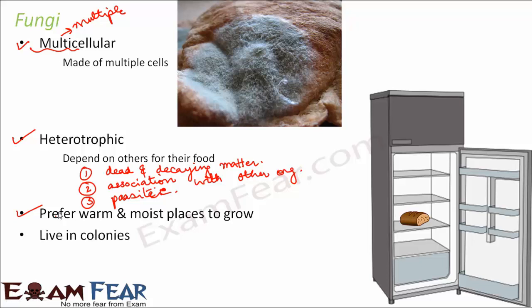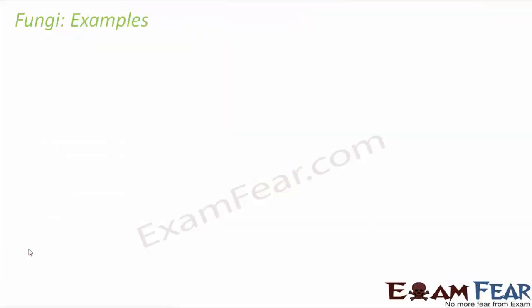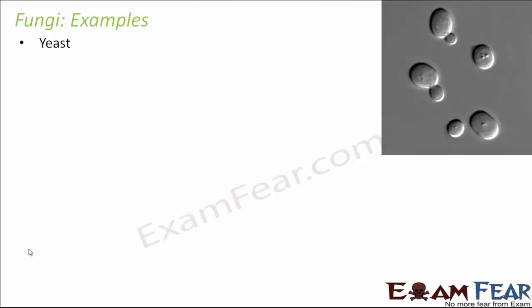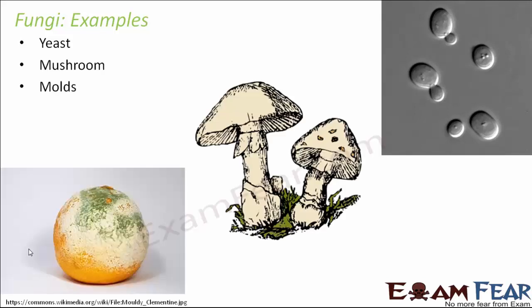They live in colonies. Fungi do not live in isolation. They also live in groups. They are immobile. They do not move from one place to another. They do not have any locomotory organ as such, so they just remain at one place. So let us look at some examples of fungi. Yeast is a very common example of fungi. Mushroom is another example, and molds are another example of fungi. So these are the three most common examples of fungi.